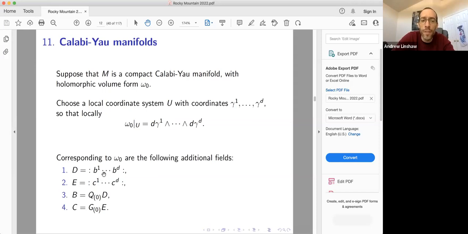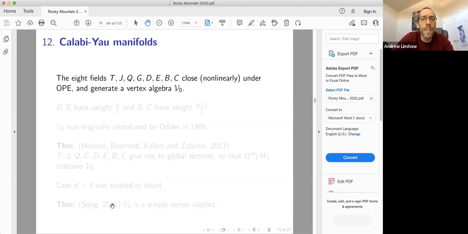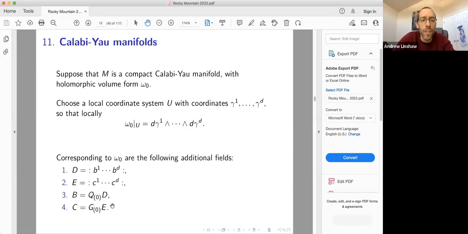And then I can take these two fields and I can apply Q_0 to this field D, and I get one more field. And I can apply G_0 to this field E, and I get another field. Okay, so now I have 8 fields. So this is also a well-known fact that these 8 fields close under OPE. They close non-linearly, and they generate some vertex algebra. These D and E, remember that I changed the conformal gradings so b's and c's have weight 1/2.